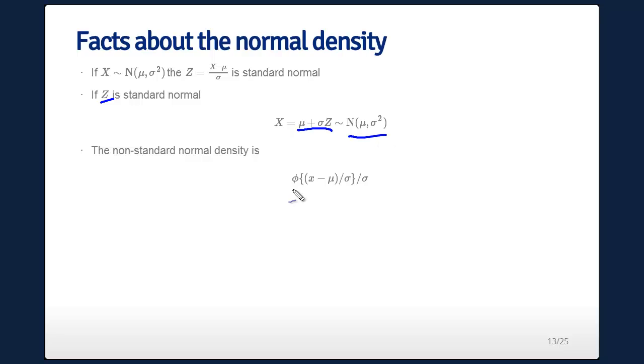Turns out the non-standard normal density can just be written as a function of the standard normal density like that. So if you take the standard normal density and plug in x minus mu over sigma and divide the whole thing by sigma, you wind up with the non-standard normal density. You can plug that in and check it yourself, and for the distribution function, you just plug x minus mu over sigma into the standard normal distribution function, and you get the distribution function for the non-standard normal.